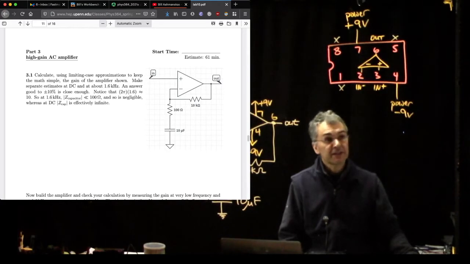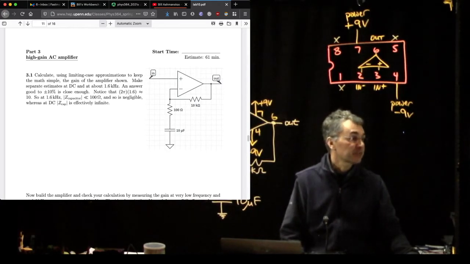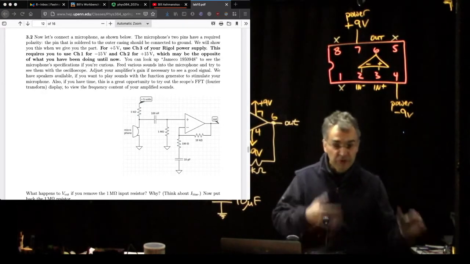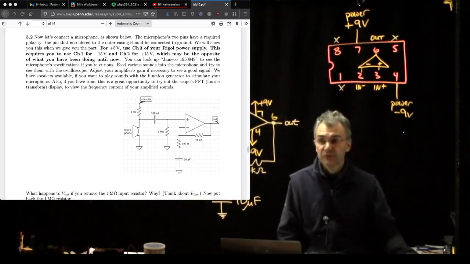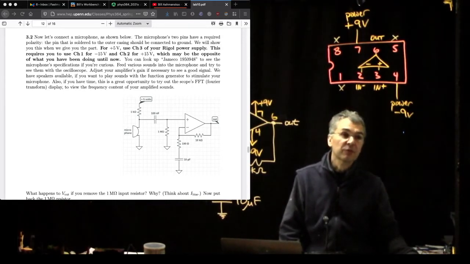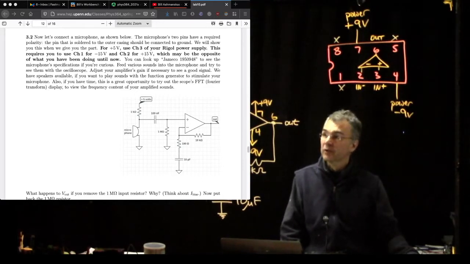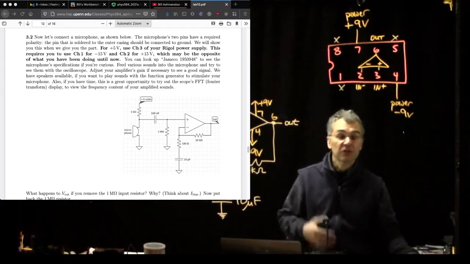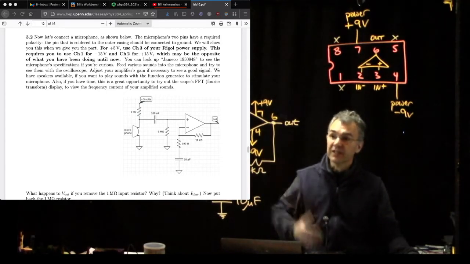So, a high gain AC amplifier. In particular in part 3.2, which is the part we're really building here, 3.1 doesn't really have anything to build. We're going to connect a microphone, and amplify a microphone signal, which is a pretty small signal. We're going to amplify that with a big gain, like a gain of 100, and we're going to do it in a way that the DC gain is just 1, but the AC gain for audio signals is like 100.